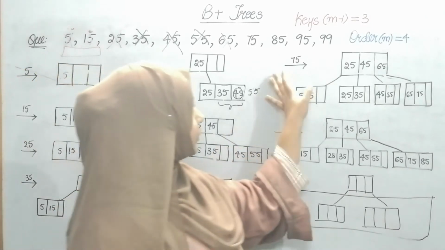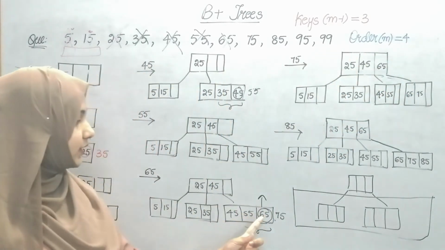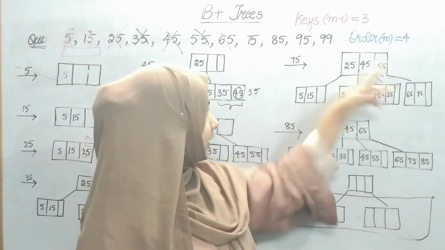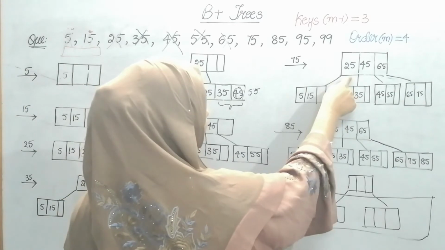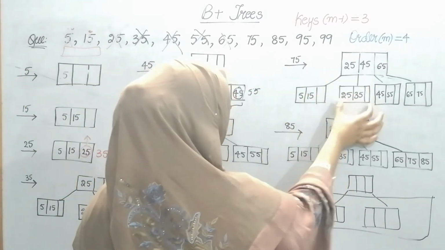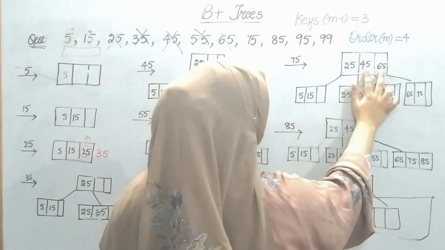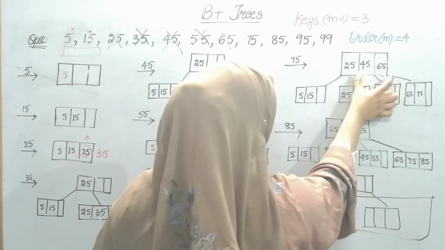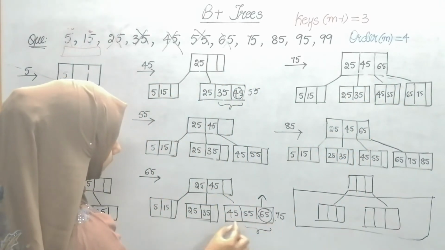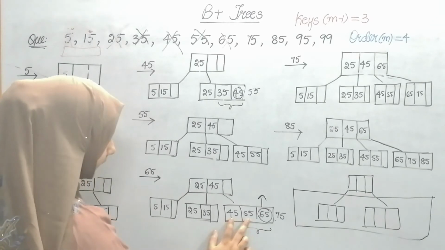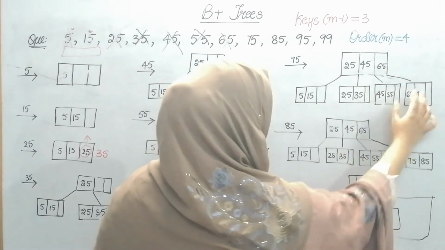Getting it? Now when I'm inserting 75, the tree will look like this. 25, 45, 65 is being pushed up. So 5 and 15 as it is. That means the numbers that are lesser than 25 will be this side. Between 25 to 45 will be here. The greater than, see here, 45 and 65. One more case I have. So the numbers that are between 45 and 65 will be here. Getting it? So the numbers between 45 and 65 are 45, 55. So 45, 55. Then greater than 65, 65 and 75.